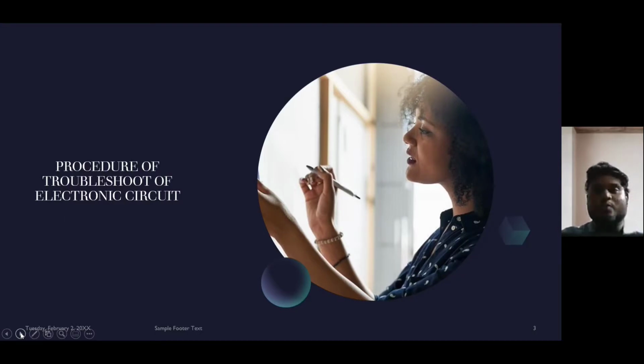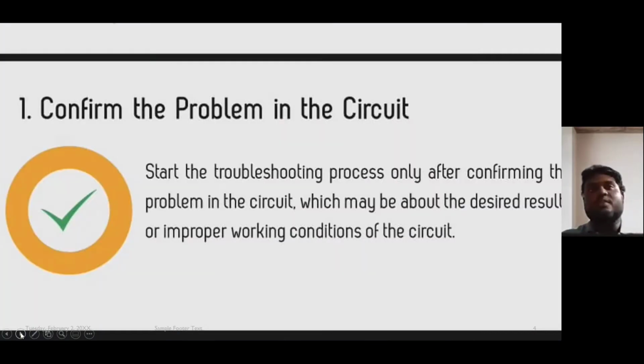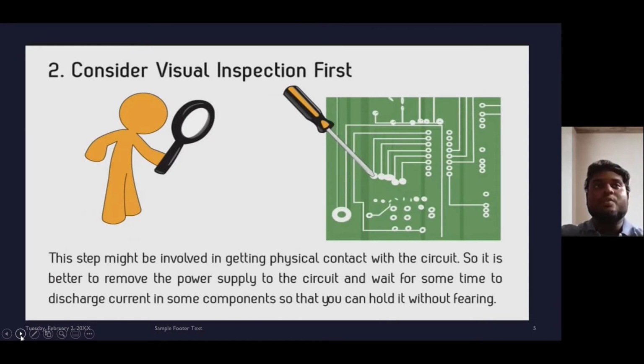The first step was to confirm the problem in the circuit. Start the troubleshooting process only after confirming the problem in the circuit, which may be about the undesired result or improper working condition of the circuit. The second step was to consider visual inspection first.